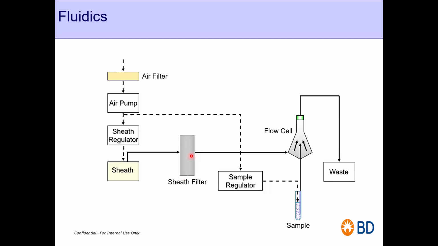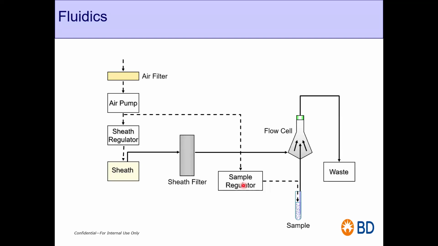That is a sheath filter. And this is a sheath regulator. It regulates the sheath pressure. And then there is a sample regulator. It regulates the sample pressure. So there are two types of pressure in the fluidics, or in the machine. One is sheath pressure, another one is sample pressure.